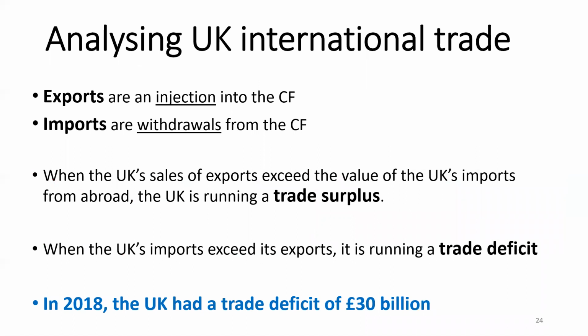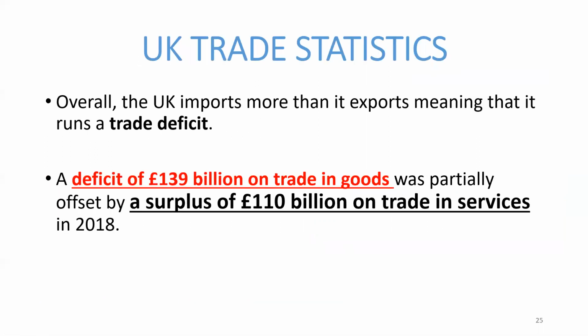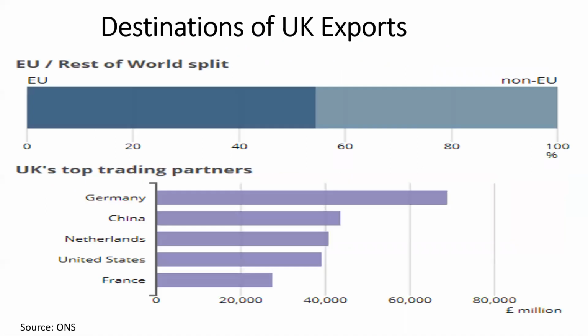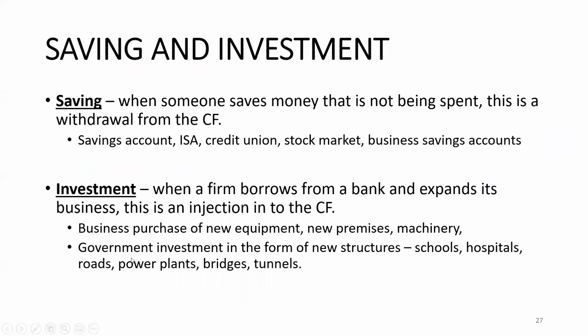So when we look at exports and imports together, they make up the trade balance. And in the UK in 2018, we exported less than we imported. And a consequence was we had a trade deficit of about £30 billion. Look at where exports go. Just over half of our exports go to the EU, with Germany being the biggest export destination, followed by China, with the United States down in fourth.